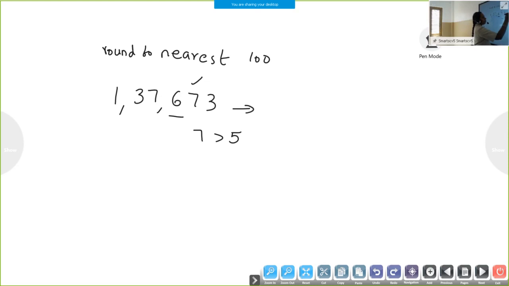So we can round this number to 700. Since 7 is greater than 5, you have to add 1 to the digit in the hundreds place. So it becomes 7. Then the remaining digits you have to put 0. Okay. Now another one.